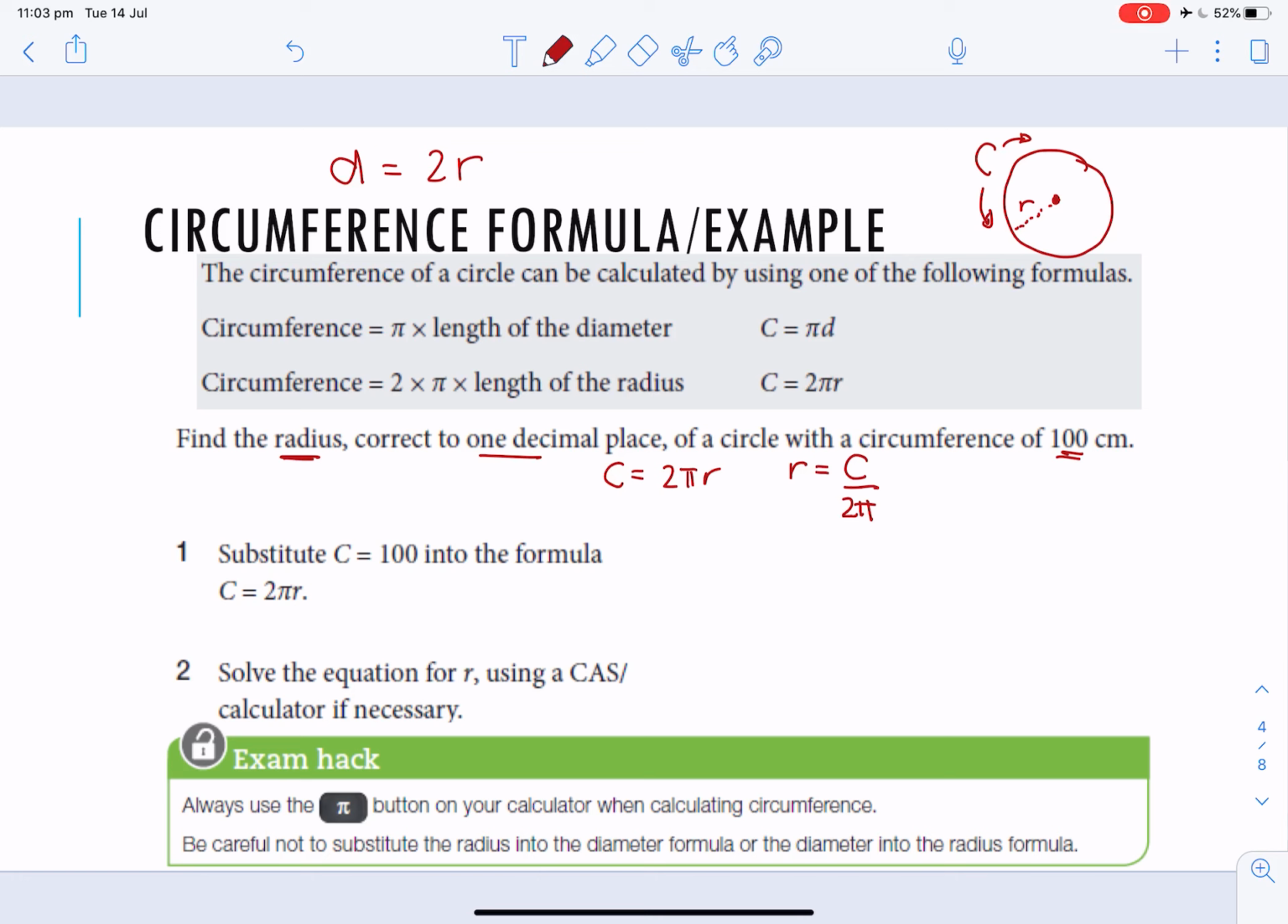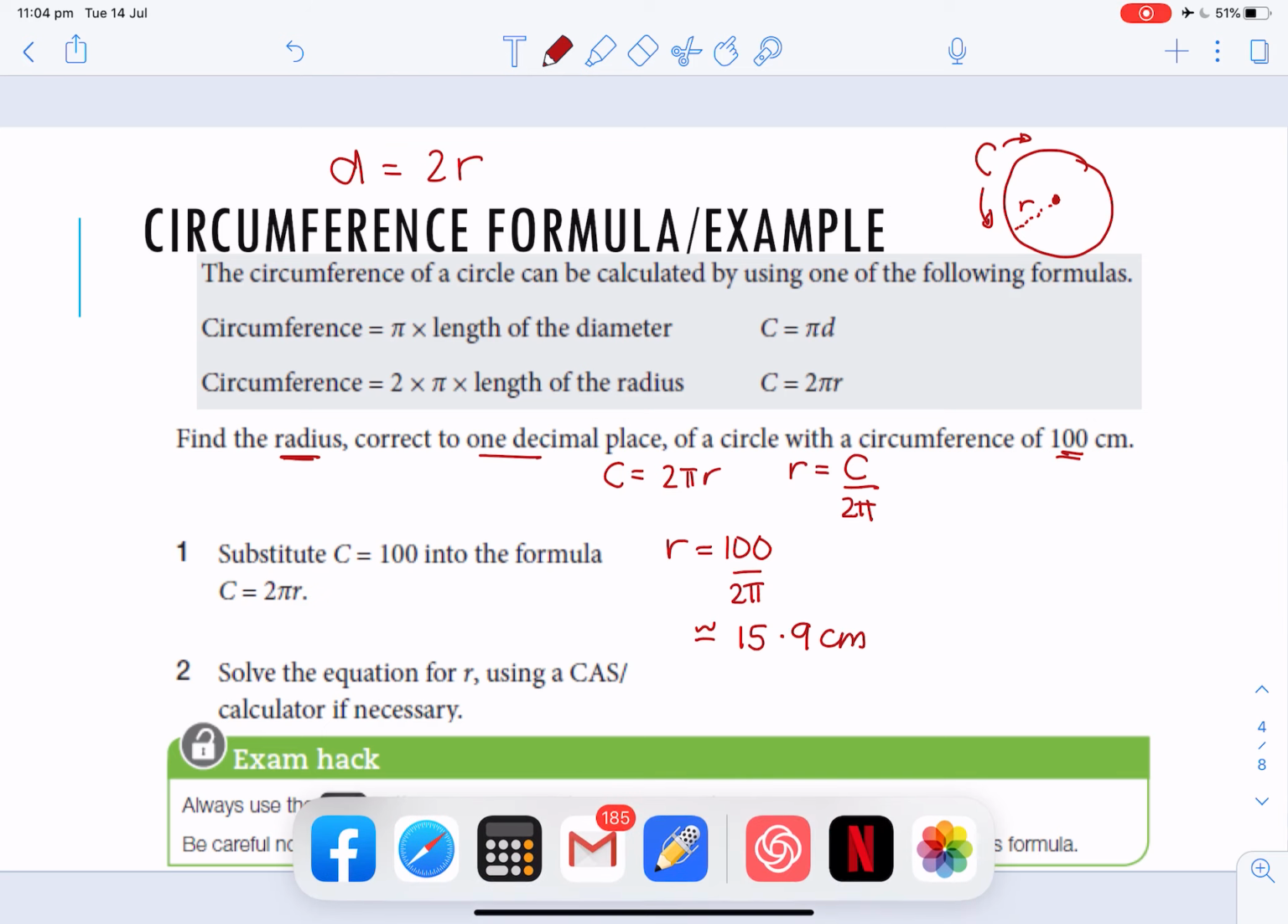So I have the circumference, and all I need to do is substitute it into where my C value is, divide everything by 2 pi, and I get an R value. So R is equal to 100 over 2 pi. Now remember that fraction line means divided by. And my answer is approximately 15.9 centimetres.